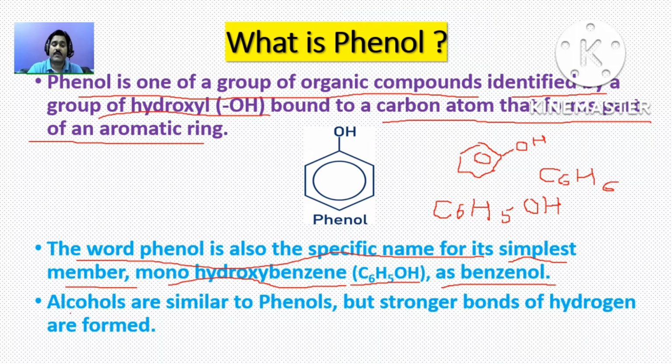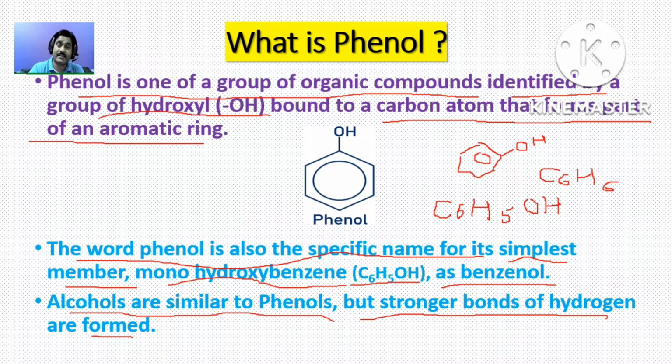Now, alcohols are similar to phenols, but stronger bonds of hydrogen are formed. That is the main point, you have to remember it. Alcohols are similar to phenols. What is the difference between alcohols and phenols?